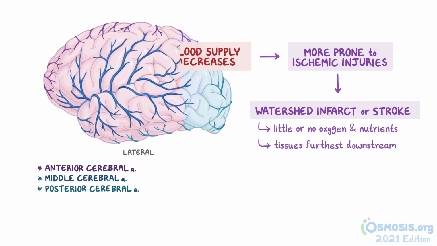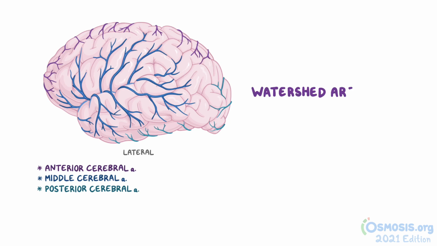The furthest downstream tissues are the watershed areas, which are at the border of the blood supply from two separate groups of cerebral arteries. There are three main watershed areas where watershed infarcts typically occur: between the anterior cerebral and the middle cerebral arteries, between the posterior cerebral and the middle cerebral arteries, and between the superficial and deep branches of the middle cerebral arteries.